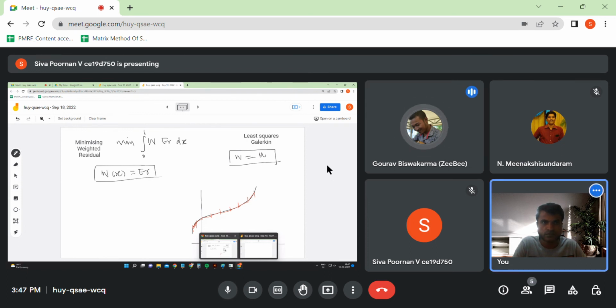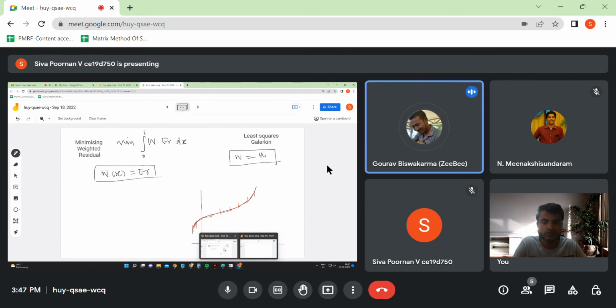From there we were getting a differential equation that we are converting in only one direction. We are converting that only in the longitudinal direction. The deflections are in the x direction and y direction also, but while deriving the shape function, we were converting it in only the longitudinal direction. That part.